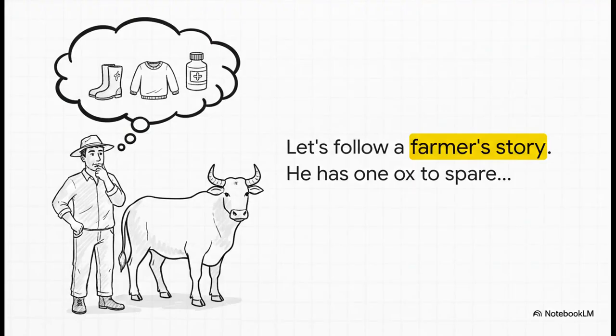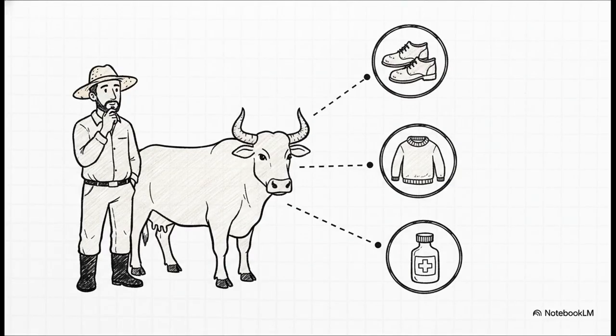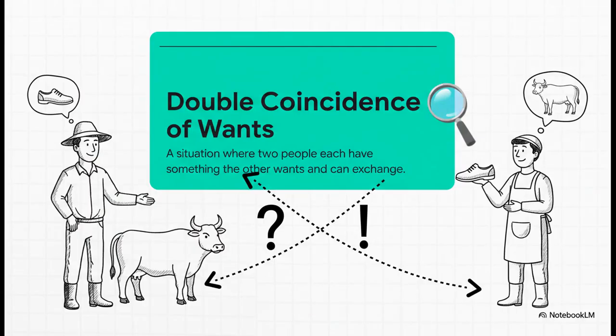To really get what I'm talking about, let's go back to our farmer and his ox. He's not just trying to get one thing, right? He's got a whole shopping list of things his family needs. Okay, so he needs those shoes from the cobbler, he needs a warm sweater from the weaver, and, most important of all, he needs to get some medicine for his grandmother who's sick. So that's 3 different things from 3 totally different people, and all he has to trade is that one single ox.